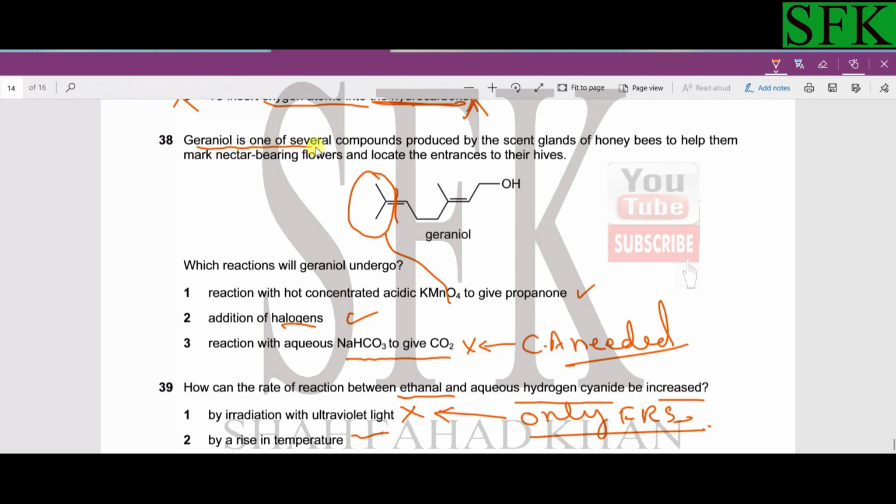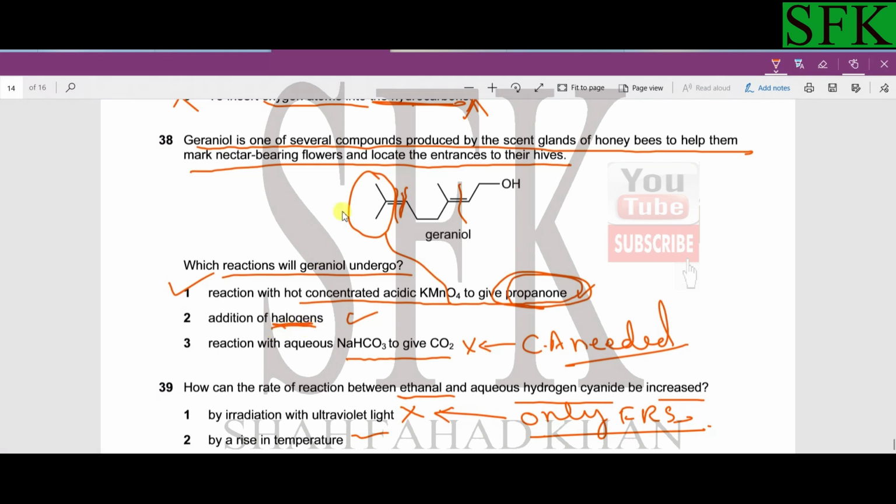Geraniol is one of the several compounds produced by scent glands of honeybees to help them mark nectar-bearing flowers and locate the entrances to their hives. This is that compound. Which reaction will it undergo? Reaction with hot concentrated acidified KMnO4 to give propanone. This is a reaction from the theory part. Alkenes can react with hot concentrated KMnO4 since this is a double bond. So this will break, and yes, one is possible.